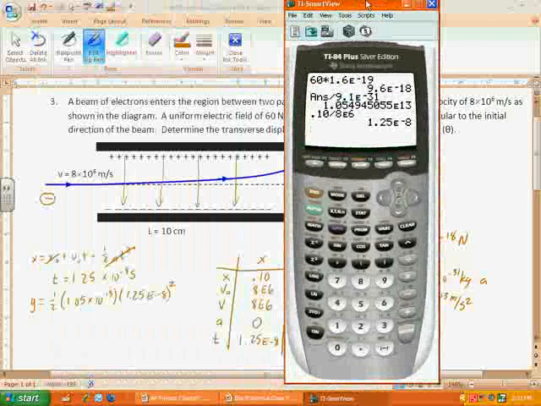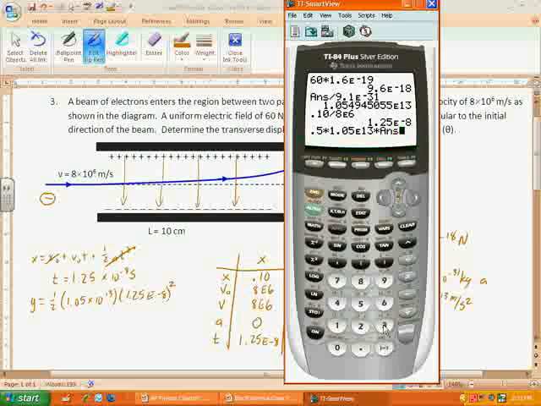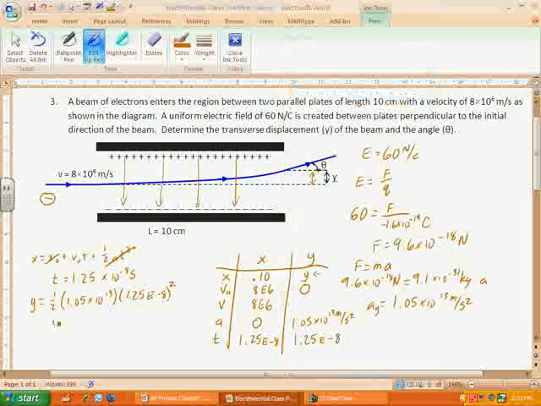So 0.5 times 1.05 e to the 13th times my answer from up there squared, and we get a distance of 8.2 times 10 to the negative 4th meters. So y equals 8.2 times 10 to the negative 4th meters. So that's going to be this guy right here, 8.2 e negative 4th. Very good. So now we've got part A, right? We've got the displacement of the beam.